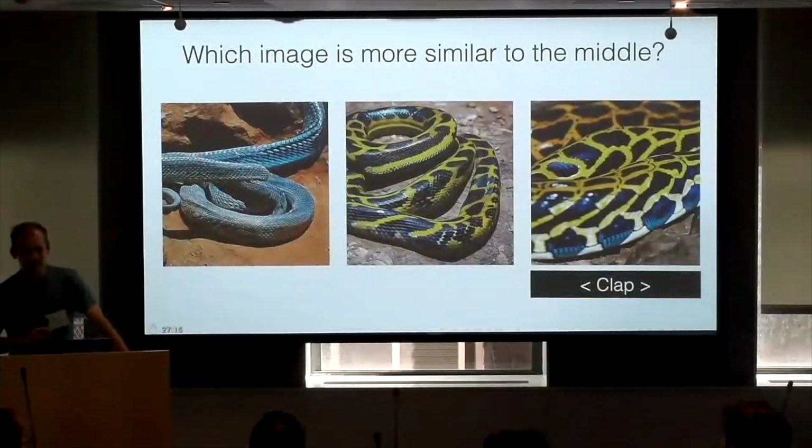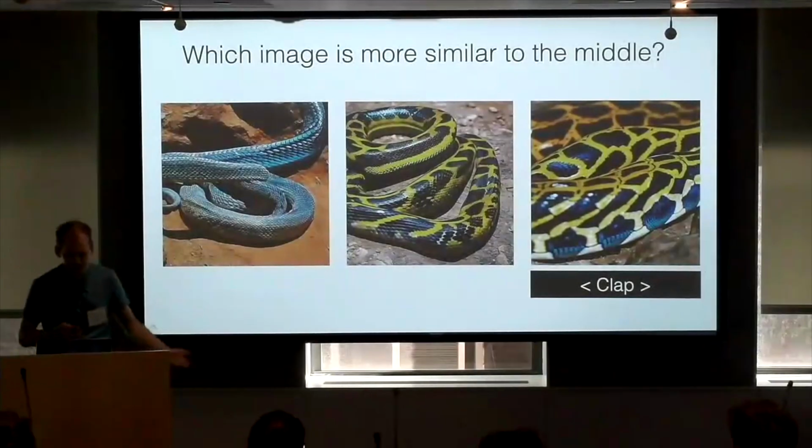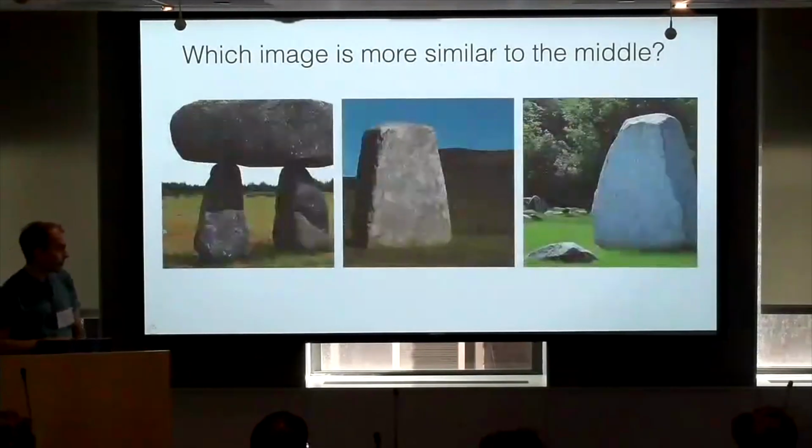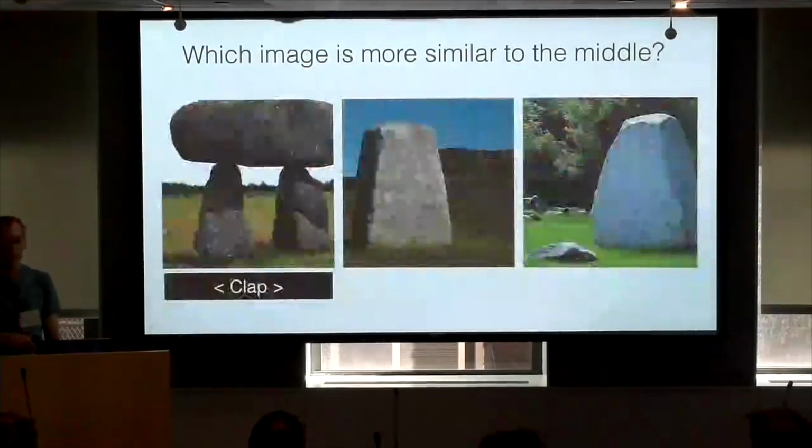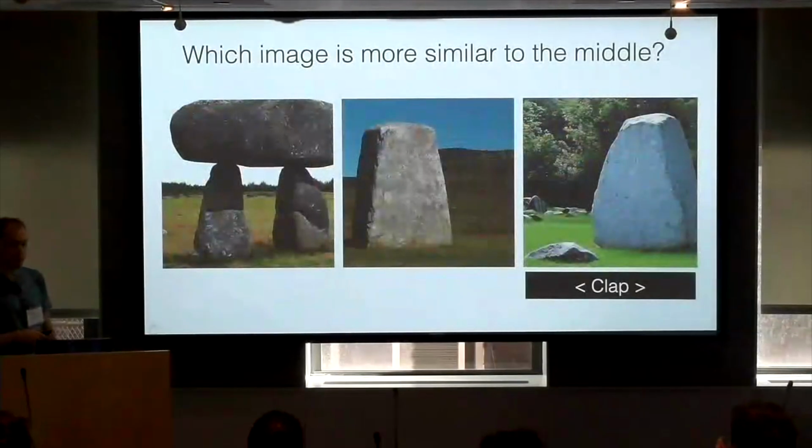So how did you do that? Anyone have a guess? Why did you think the right image is more similar? Is it the cosine distance between the two vectors? No, right? It's something very complicated. Somehow you just have this gut feeling. Okay, what about this one? Left image? Okay, right image? It's pretty hard to say why.